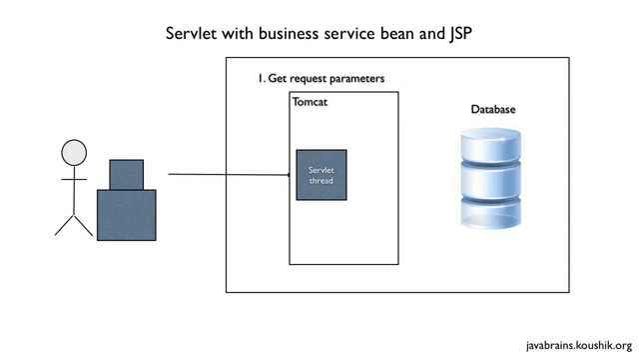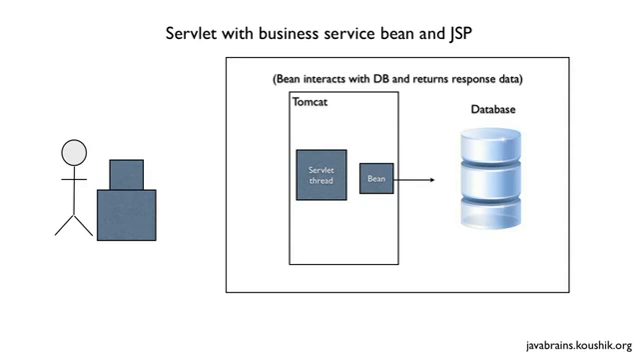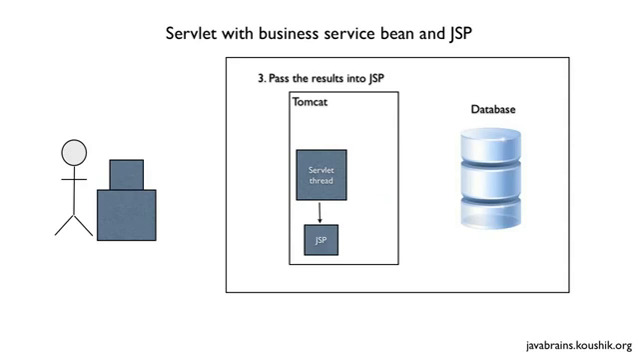Now what are the steps? The servlet gets the request parameters, passes the request parameters to a business service method. The business service method works with the database, does the processing, and then the results are passed to a JSP. A JSP takes care of handling the HTML formatting and all that stuff, and then the results are passed back to the user. Note one difference here. The JSP is directly passed to the user.